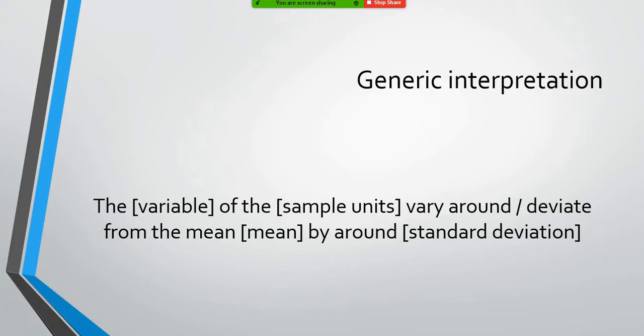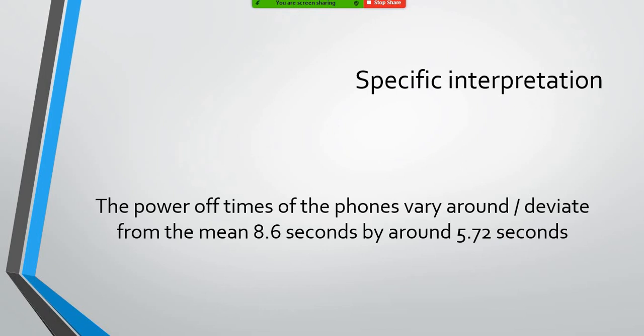To interpret the standard deviation, we can use the general interpretation as follows. The values of the sample units vary around or deviate from the mean by around the amount of the standard deviation. So in our running example, the power-on time of the phones varies around or deviates from the mean of 8.6 seconds by around 5.72 seconds.